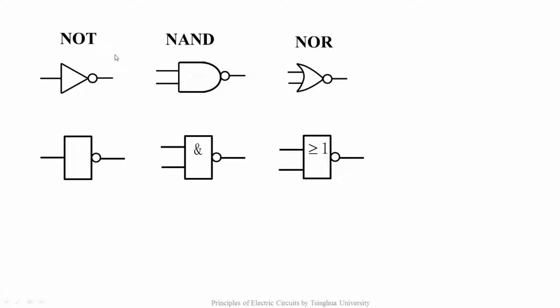Here, the two corresponding symbols of the logic gates in every column have the same meaning. The symbols in row 1 are often used in engineering, while the symbols of the logic gates in row 2 are recommended by IEEE. From now on, you should know their meanings in different places.